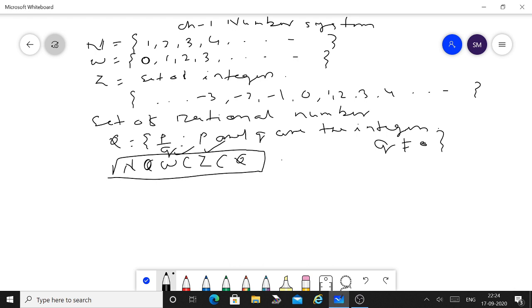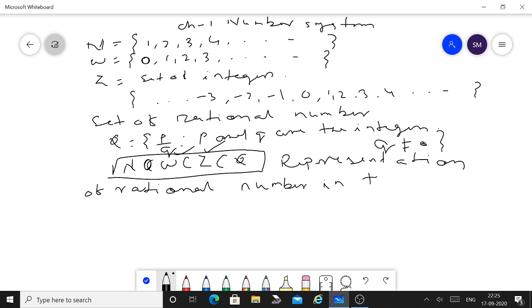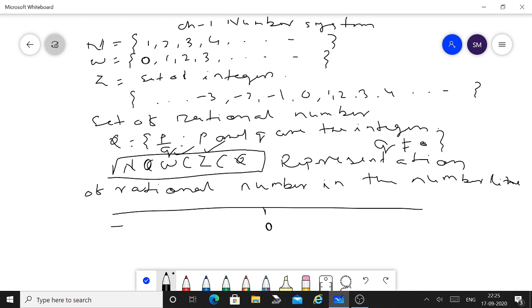Then next, representation of rational numbers in the number line. Draw a line. The midpoint is for 0. Left side is for negative. Right side is for positive.